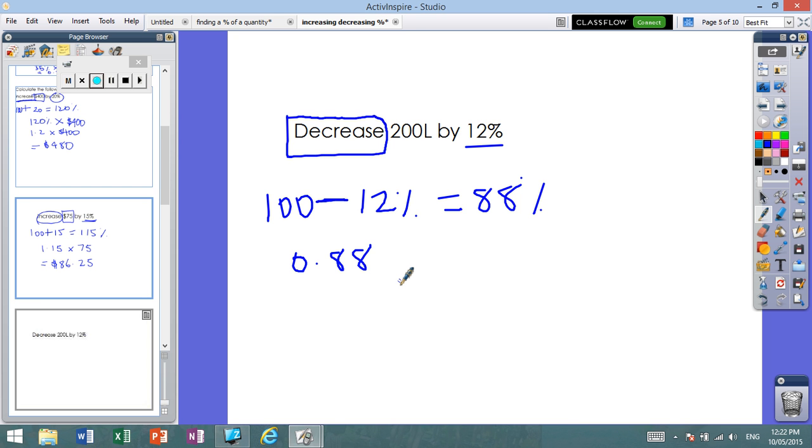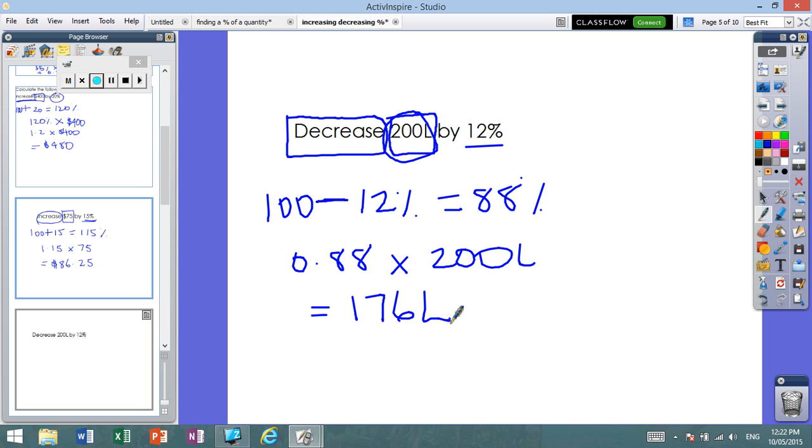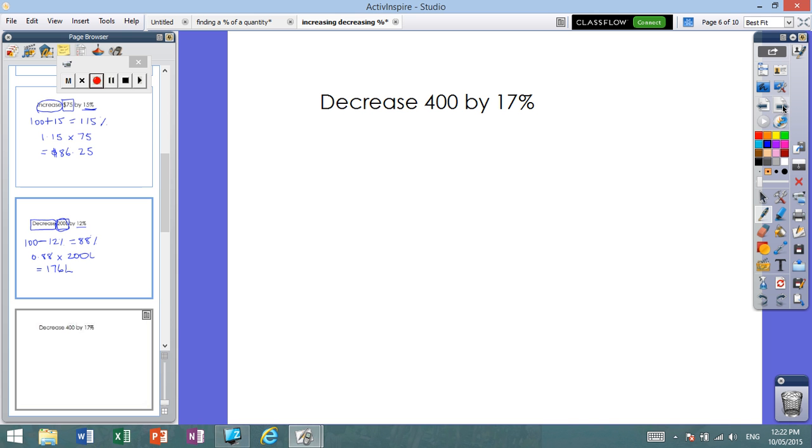Okay, and that gives us times our amount, and our amount this time is 200 litres. So we go 200. You can keep the litres there so you remember at the end. Punch it into your calculator, and we get 176 litres. Okay, the next one, again, decrease. So we need to minus 17% from 100%, which gives us 83% is what we're trying to find out.